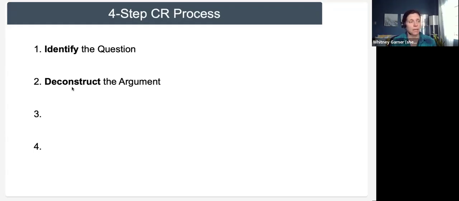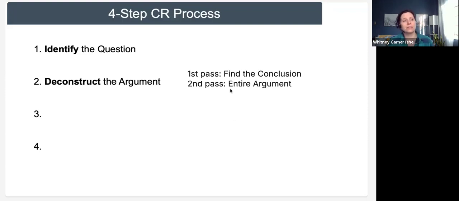Again, arguments are pretty short. As we deconstruct an argument, though, I would say a minimum of 2 passes. Your first pass is to find the conclusion. So I'm going to read the whole thing, just trying to figure out what is this author selling me.